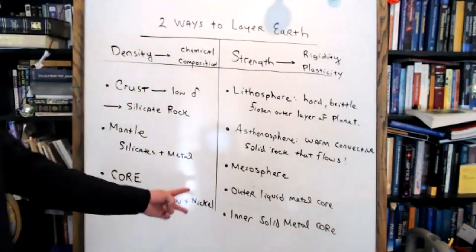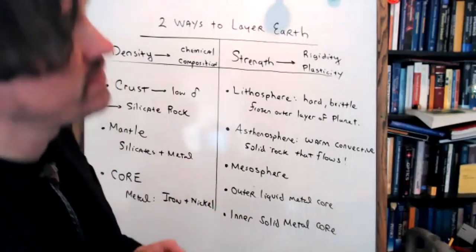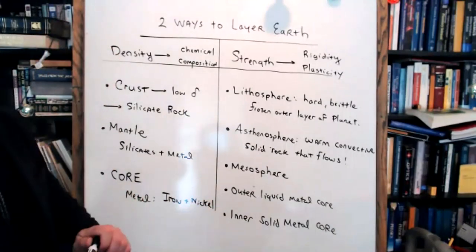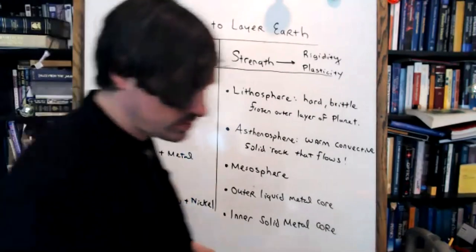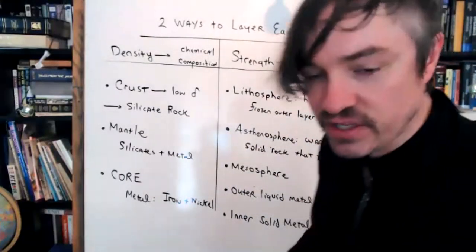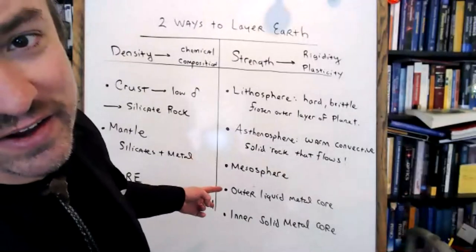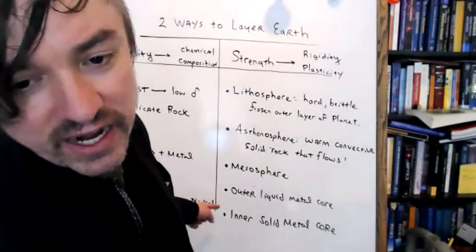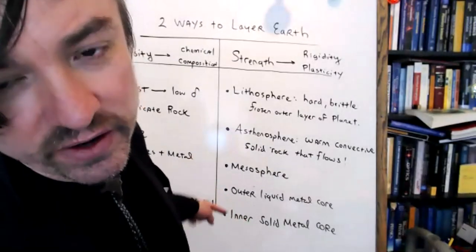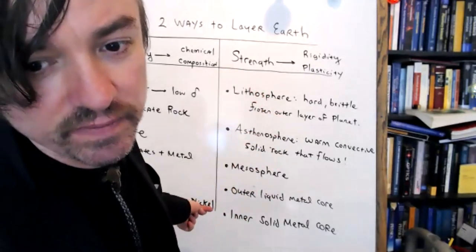Take a guess. Which is the hotter, the warmer layer? The outer liquid metal core or the inner solid metal core? The inner core is hotter? Yes. I can't trick Jenna. She's too good at science. I was seeing if I could trick one of you to say, oh, the liquid core has to be hotter because it's in the liquid form. But Jenna knows better. She knows that the hottest point on Earth, just like the hottest point on the sun, should be the absolute center of Earth.